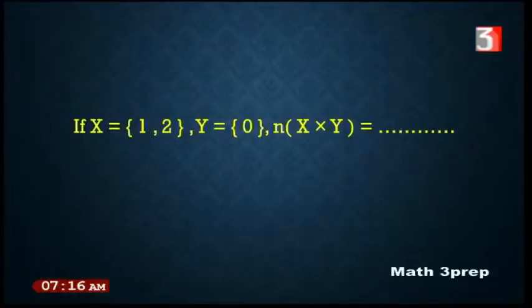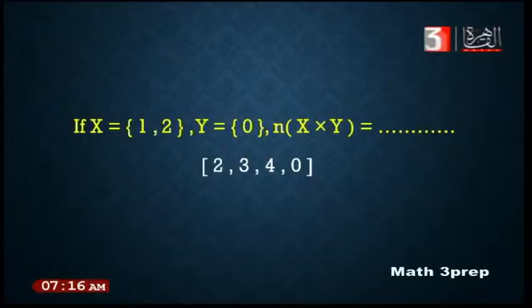If x equals {1, 2} and y equals {0}, the number of elements of x cross y equals what? When you look carefully at the problem, you notice that the number of elements of x is 2. What about the number of elements of y? It has 1 element. So the number of elements of x cross y means the number of elements of x times the number of elements of y. So it is 2 times 1, which gives a result of 2, as in the first choice.